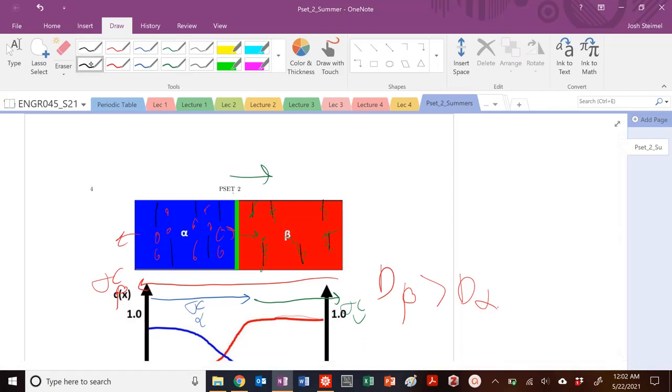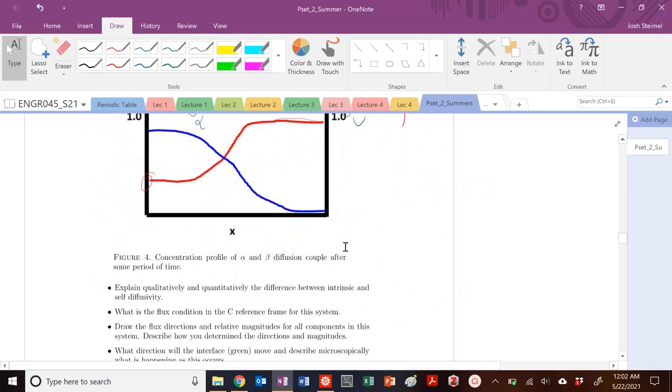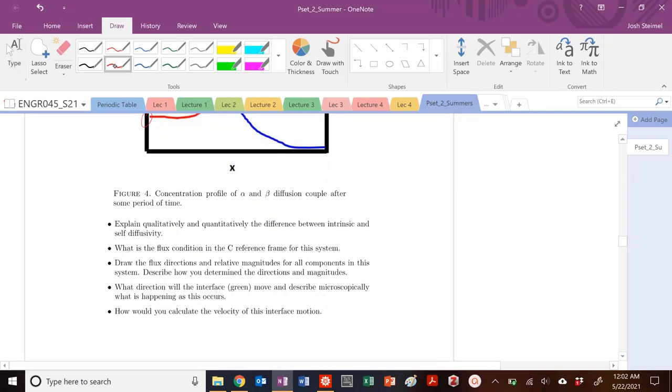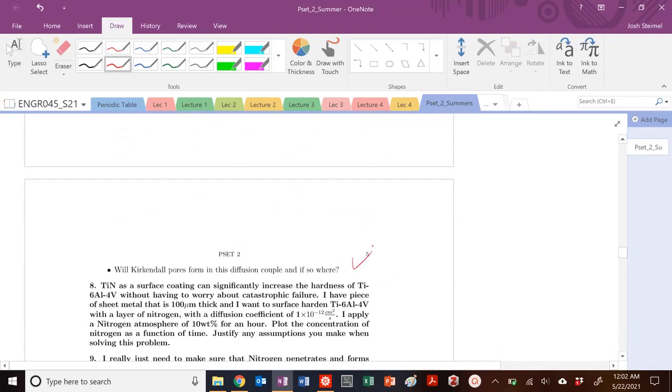And if you leave this for long enough times, long enough temperatures, you'll see pores that start to form on this side because it's diffusing much faster. Again, vacancies are moving the opposite direction. So that essentially answers this question, this question, this question. Again, Kirkendall pores form only at temperatures that are high and at times that are long.